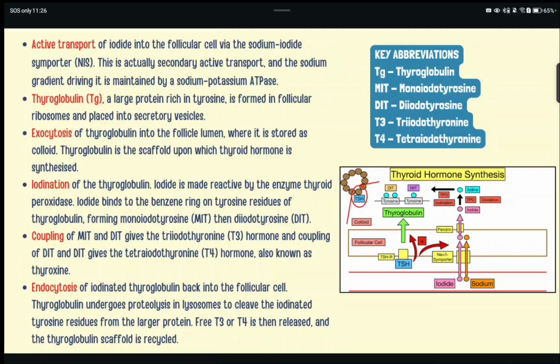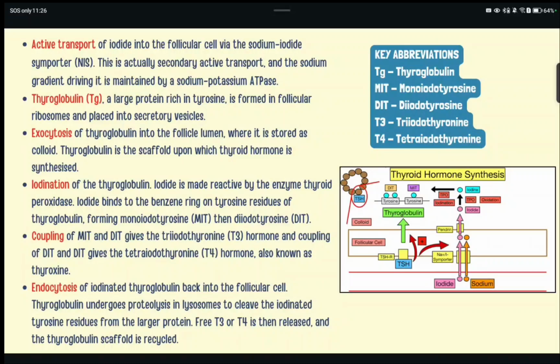The next process is iodination of the thyroglobulin. Iodide is made reactive by the enzyme thyroid peroxidase. Iodide binds to the benzene ring on tyrosine residues of thyroglobulin, forming monoiodotyrosine, MIT, then diiodotyrosine, which is DIT.